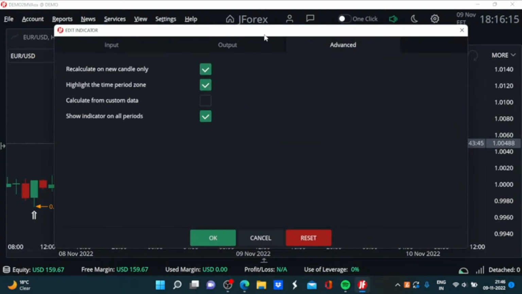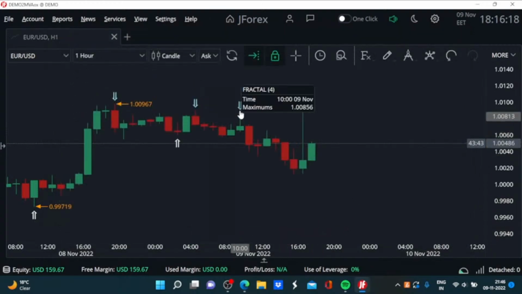You can also go for highlighting of the candle periods which are used for the calculation. So here, on both sides, we are having the highlighting of four candles each.